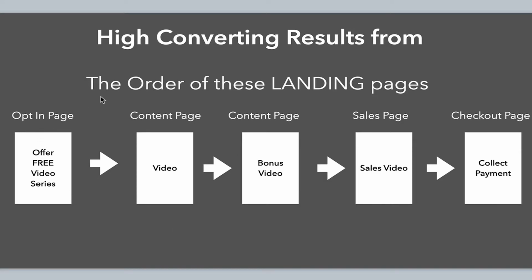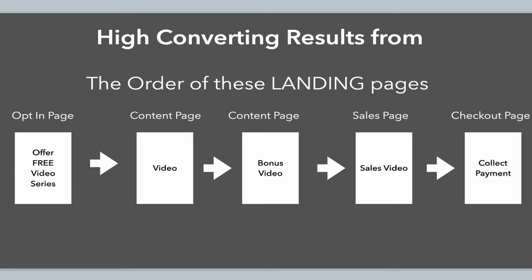Opt-in page, then you take them to a content page, then you take them to more video content page, then a sales page with a sales video on it, and then to a checkout page. That's your best chance on converting that person who knows nothing about your site into becoming a sewing master by purchasing your product. What's our high conversion?